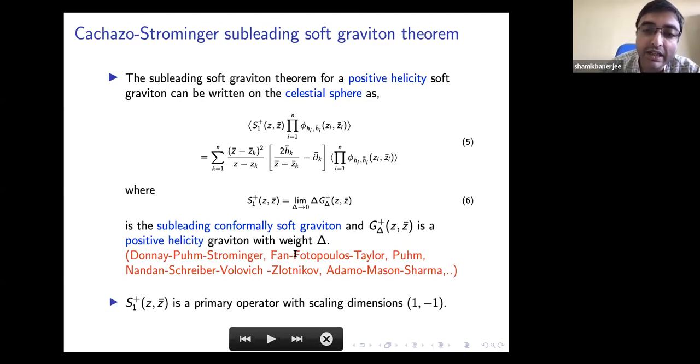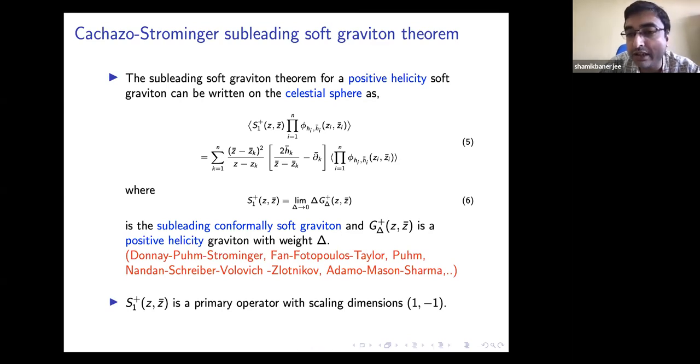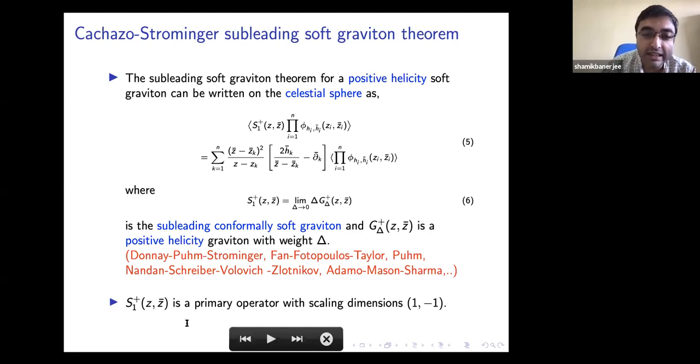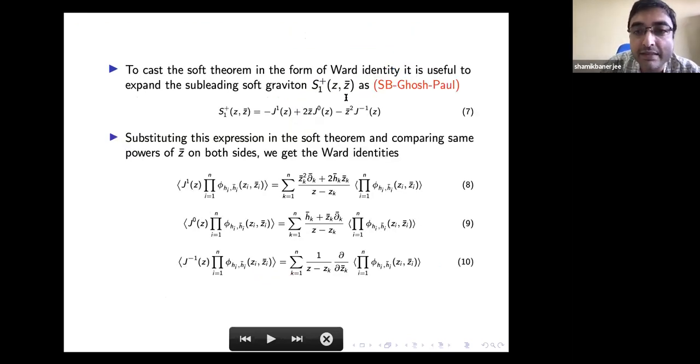In this case, h and h bar are delta plus 2 by 2 and delta minus 2 by 2. And this S1 plus z z bar is a primary with scaling dimensions 1 and minus 1. Okay, so now what we'll do next is that we want to recast this in the form of a Ward identity, which is more clear. This almost has that form, but it is just easier to write it in this way. So we take this S plus 1 z z bar and we expand it in powers of z bar.